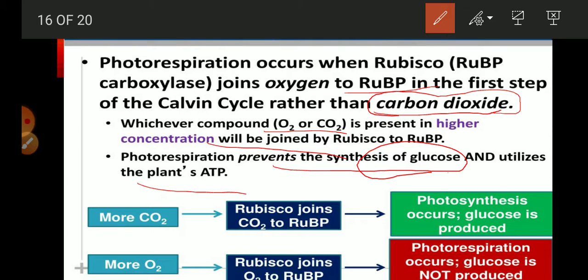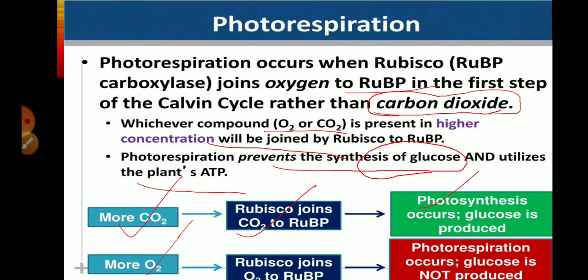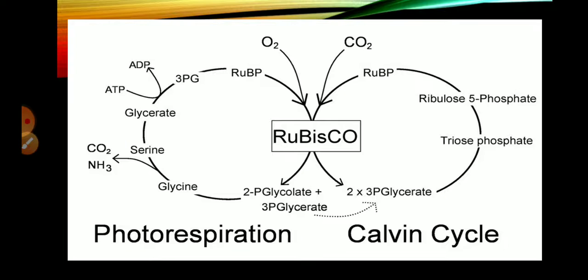Here glucose is not being produced properly. It prevents the synthesis of glucose, because Rubisco is not joining carbon dioxide, it's joining oxygen. So if more carbon dioxide is there, Rubisco joins with carbon dioxide and photosynthesis occurs. If more oxygen is there, Rubisco joins with oxygen, and there will be less photosynthesis.